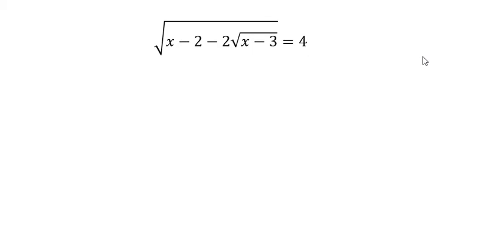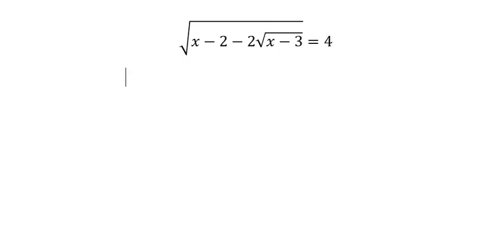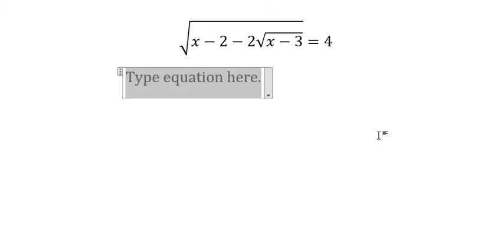Hello everybody, so today I will talk about algebra. I will show the technique of how to find the solution of this equation. Before we solve the equation, we need to find the domains.